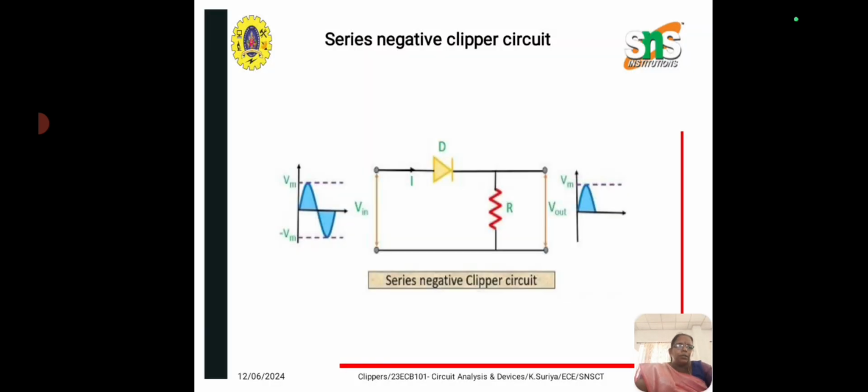Next one is the series negative clipper circuit. Here during the positive cycle, the diode becomes forward biased, which ensures the closed circuit. So the current appears across the resistor of the circuit in the positive half cycle. Whereas in the negative half cycle, the diode becomes reverse biased, which acts as an open switch. So no current will flow through the circuit. So we will get the output waveform only for the positive half cycle.